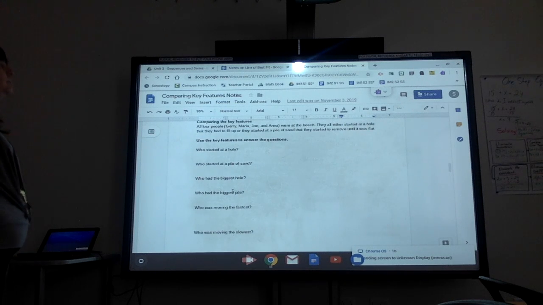So all 4 people, Jerry, Maria, Joe, and Anna, were at the beach. They either started at a hole that they had to fill up, or they started at a pile of sand that they had to remove until it was flat. Use the key features to answer these questions. If I just said compare the key features, you would have to come up with these questions by yourself. But let's talk about this.